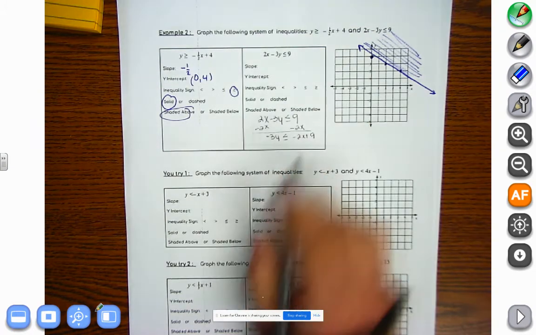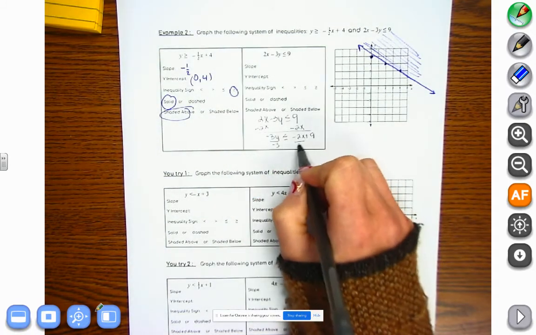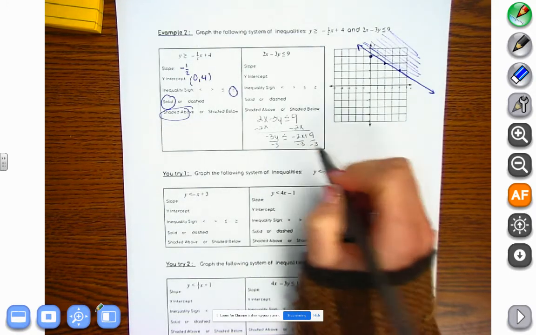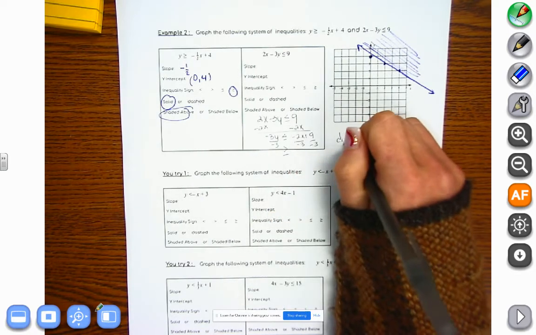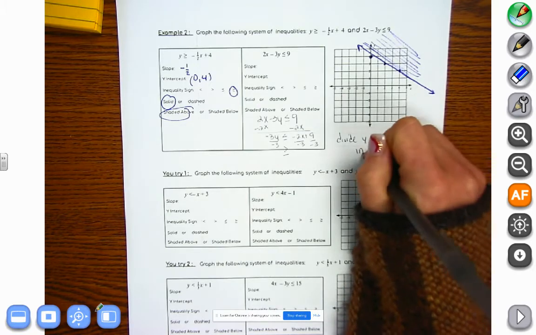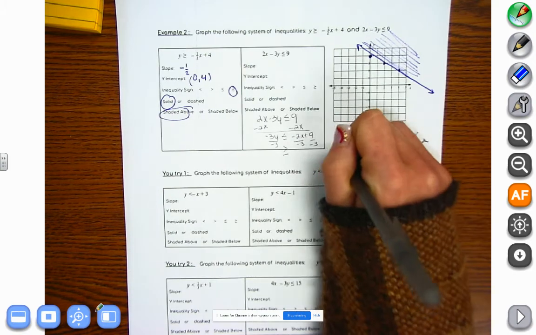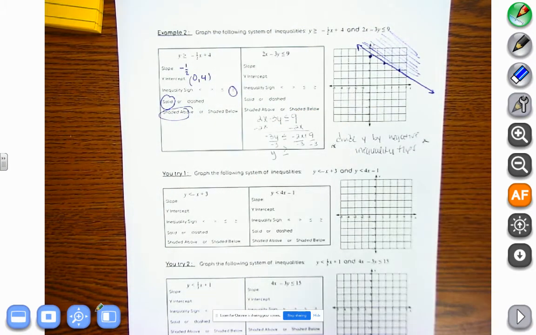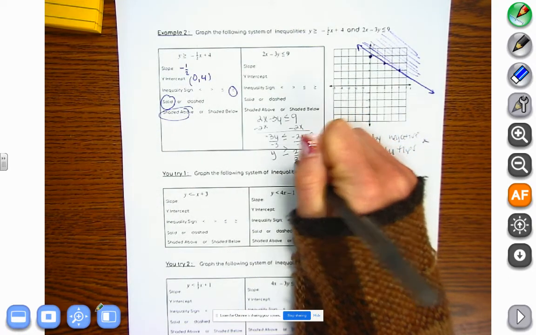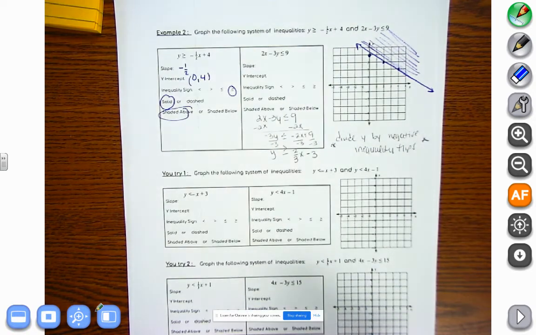Alright, now the thing that's making y not by itself is that -3. So we have to divide everything by -3. However, we need to flip this sign because if you divide by a negative, our inequality flips. Okay, so you might want to note that down if you don't already have it written down. -2 divided by -3 is just a positive 2/3 x minus 3 because we have 9 divided by -3.